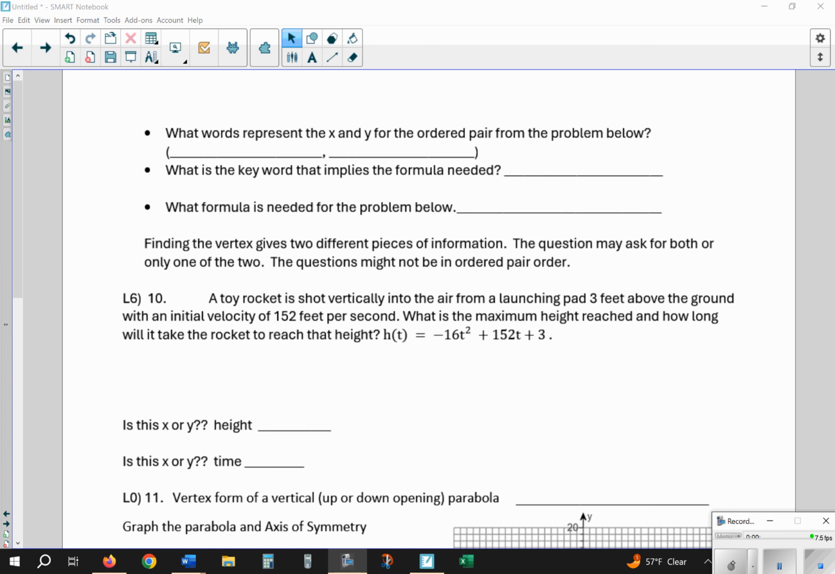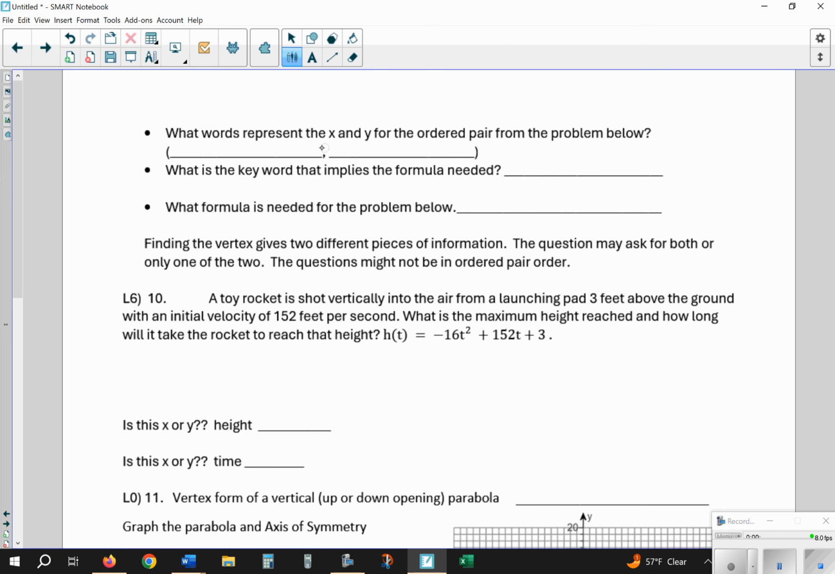So, as always, starting with a couple of prompting questions pertaining to, in this case, question 10. First thing I want to know is what words represent the x and y for the ordered pair for the problem, what keyword implies the formula we need, and what formula do we actually need.